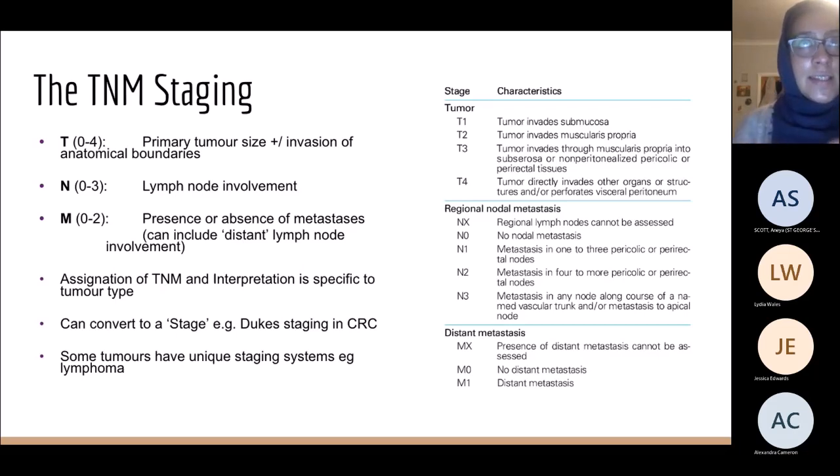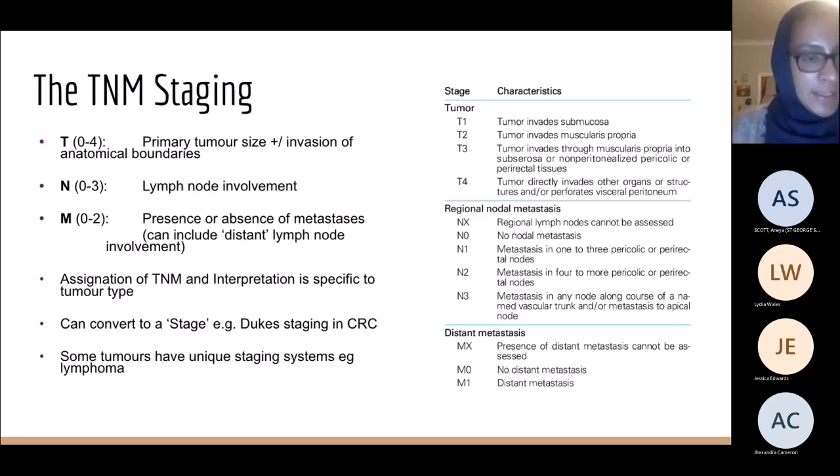Now, I should mention this TNM staging can also be converted, as it's specific for specific cancers. So, for example, for colorectal cancer, they use something called Dukes staging, and that is based off the TNM staging, where Dukes A suggests that the tumor has not invaded the muscularis propria, so it's remained in the submucosa. That Dukes A counts as being T1 for colorectal cancer. So that's what I mean by the TNM staging can be specific to different cancers, but the general principles apply.